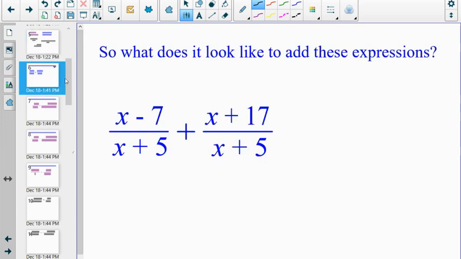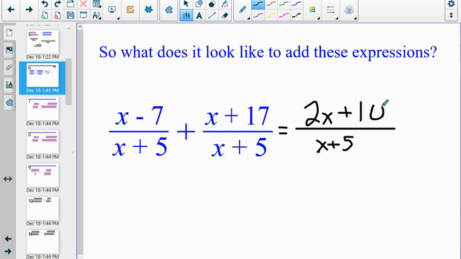So, analogous to what we just did with the numerical addition of fractions, if I have two rational expressions and I want to add them together, and the denominator is already the same, great. You just have to add them together. I'm going to get something over x plus 5. And the something that I will get is what happens when I add these two together. I've got x minus 7 plus x plus 17. Well, combine like terms. x plus x is 2x. Negative 7 plus 17 is 10.